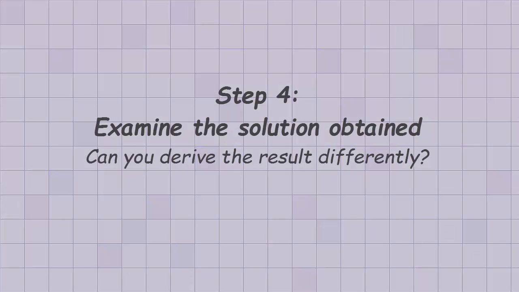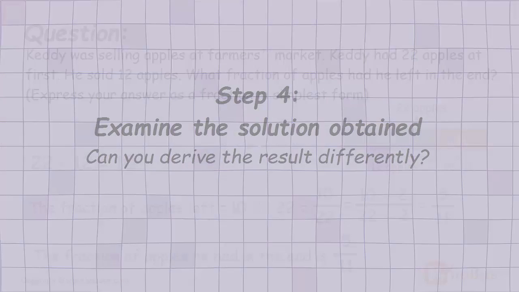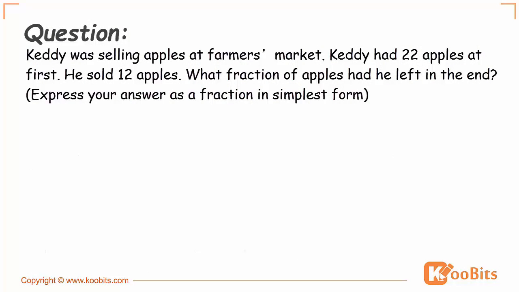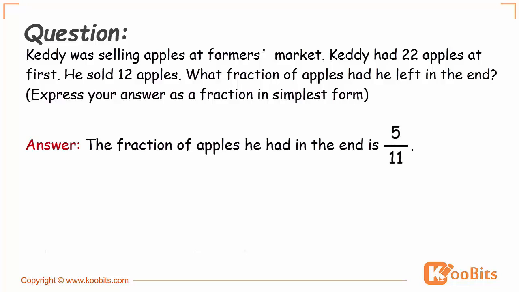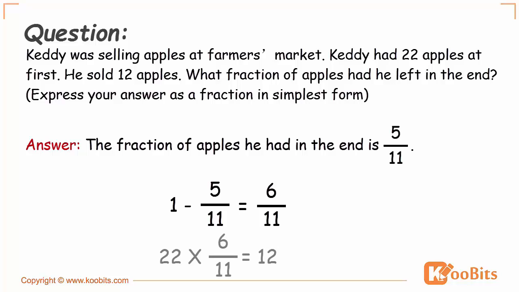Let's move on to check our answers and ensure they are correct. From our answer, we know that the fraction of apples left was 5 over 11. So, the fraction of apples sold is equal to 1 minus 5 over 11 equals 6 over 11. To find the number of apples sold, we use 22 times 6 over 11 equals 12. This is consistent with the value given in the question. Therefore, we know our answer is correct.